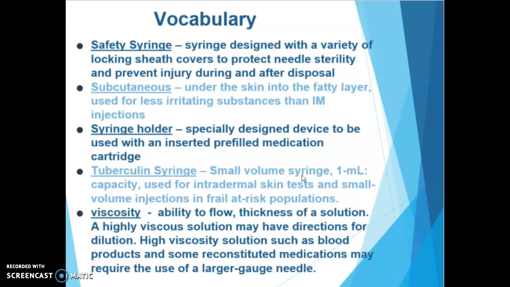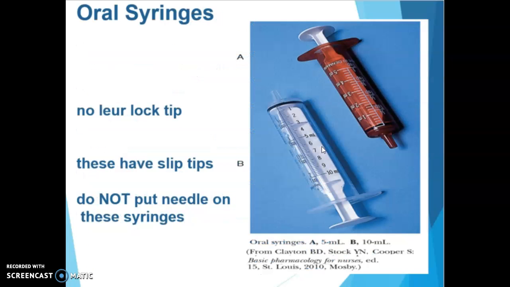If you've got a highly viscous solution, you may have directions to dilute it down. Highly viscous solutions like blood products and some reconstituted medications may require the use of a larger gauge needle, something a little thicker to be able to handle that viscous solution. Okay, so enough vocab. Let's look at some pictures here. Oral syringes, there's two different types of syringes.